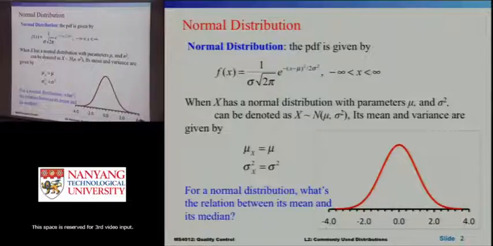You don't need to do any calculations. Just look at the shape. If the distribution is symmetric, what should it be? Equal, right? So its mean and its median are equal to each other.